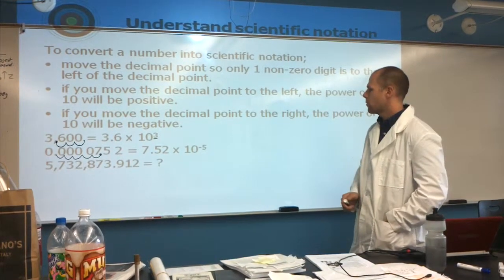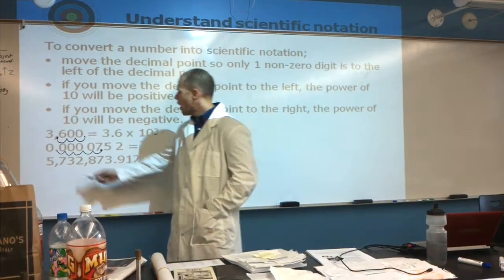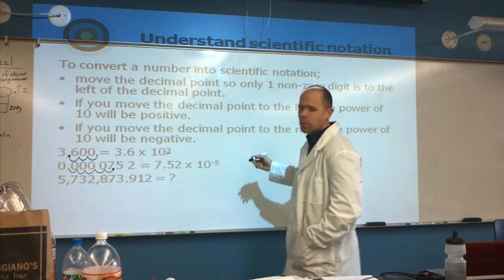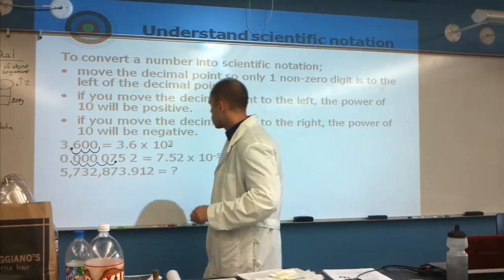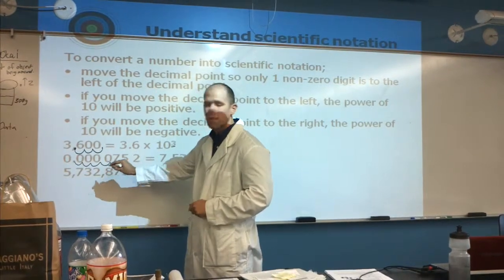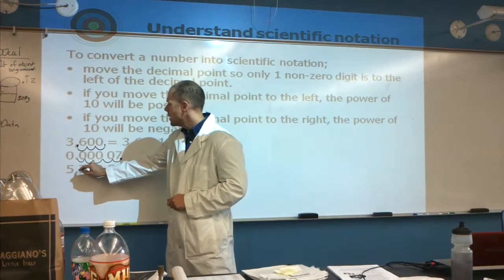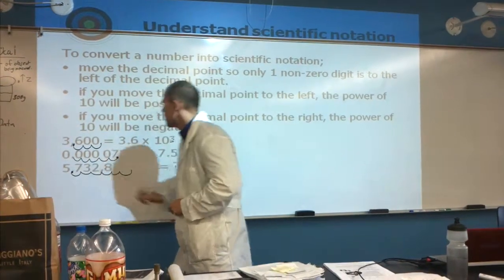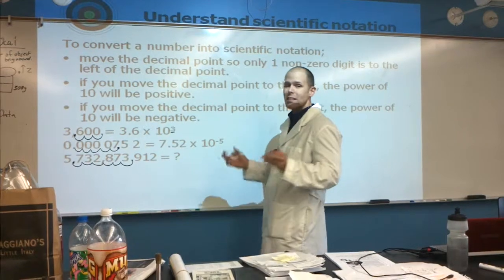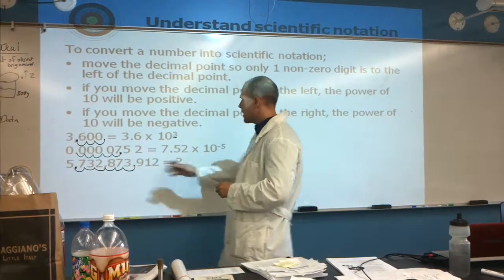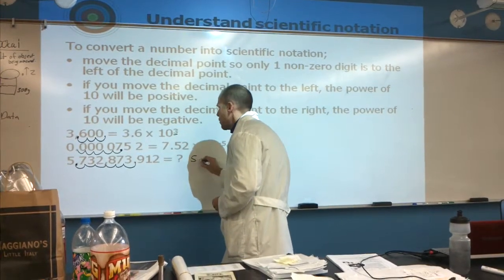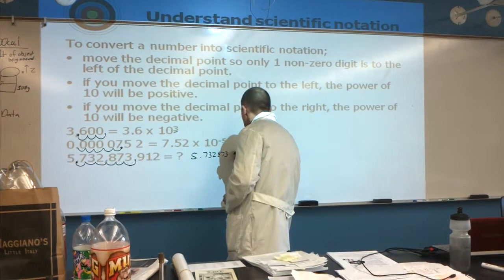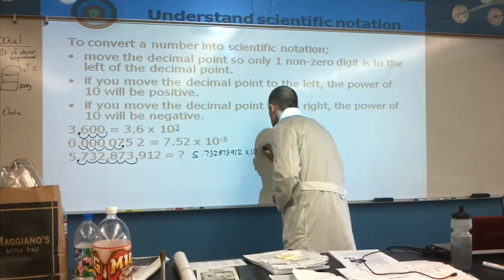So here are a couple of examples we can work out. If we had this very large number, 5,732,873.912, we could use the same process listed above to convert it into scientific notation. We would start off by figuring how many times we have to move this decimal place over so that the number represented will not be greater than 10. 1, 2, 3, 4, 5, 6. 6 times. That means our power of 10 will be the 6th power. If I write this out, because these are all non-zero digits, 5.732873912 times 10 to the 6th power.